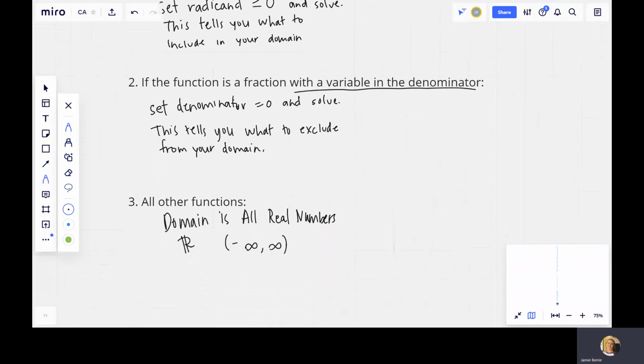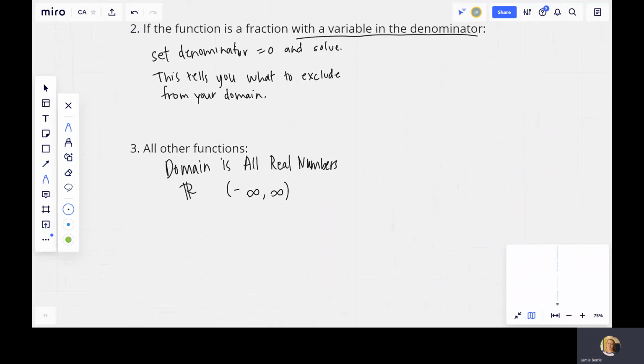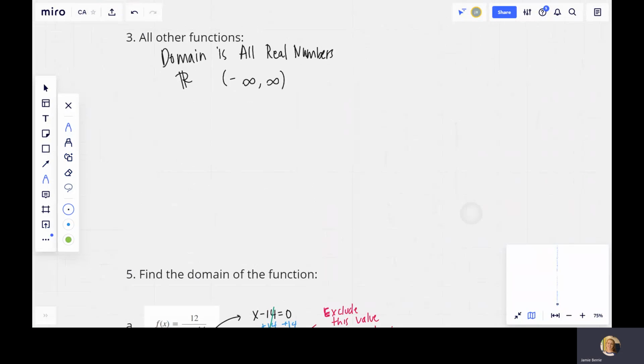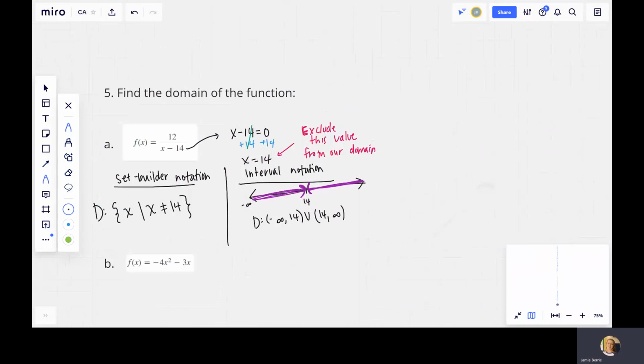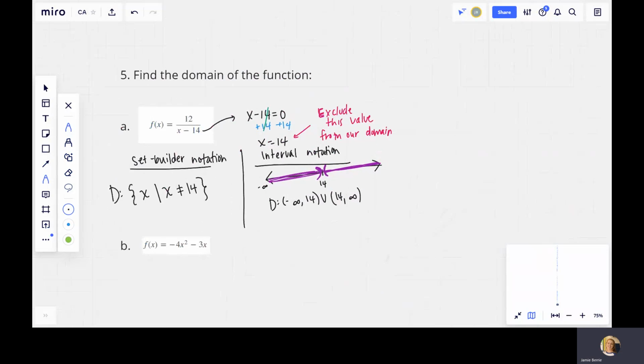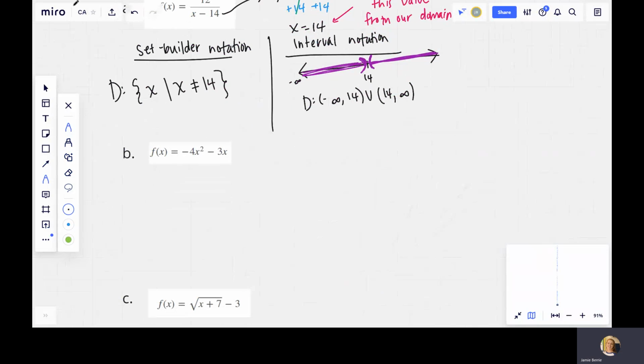All the other functions, the domain is really easy to find. It's just all real numbers. All right, so let's look at this little guy. I'm trying to zoom in. It's not letting me. There we go. Okay, so let's look at this function. F of x equals negative 4x squared minus 3x.